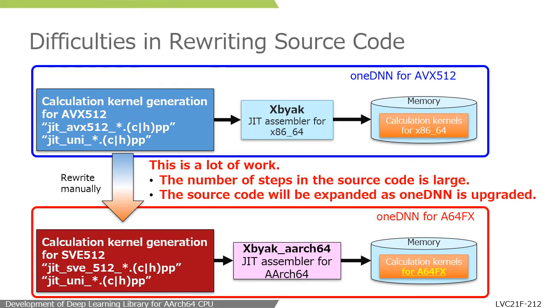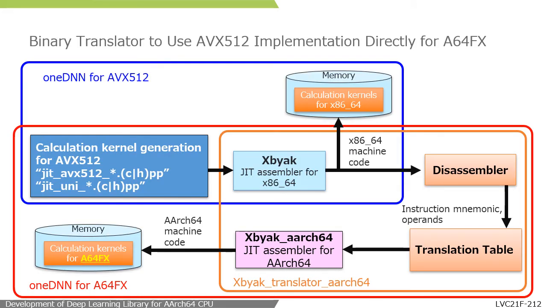The source code of oneDNN is hundreds of thousands of lines. It's very difficult to extract the code using Xbyak and replace it with ARM instructions. We have developed a method to simplify the rewriting work. In order to accelerate the development of oneDNN for A64FX, we have developed a binary translator that can generate calculation kernels for A64FX by running the implementation for AVX512. We call this binary translator Xbyak translator for AArch64.